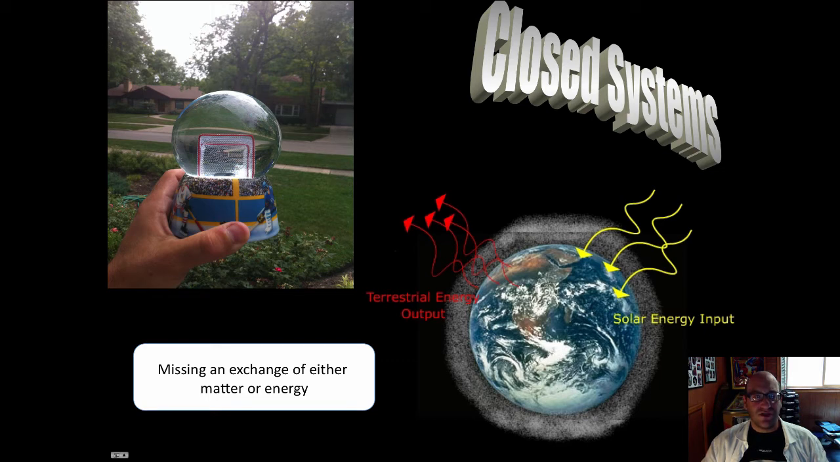And there's no exchange of matter. One of these things got cut off. So in this example here, energy can come in and out, but there's no exchange of matter at all. So that's a closed system. Now, it doesn't necessarily mean that matter is cut off. Maybe energy is cut off. Maybe there's something that takes matter in and lets it go out, but the energy gets cut off. The point is that in a closed system, it's missing an exchange of either the matter or the energy.